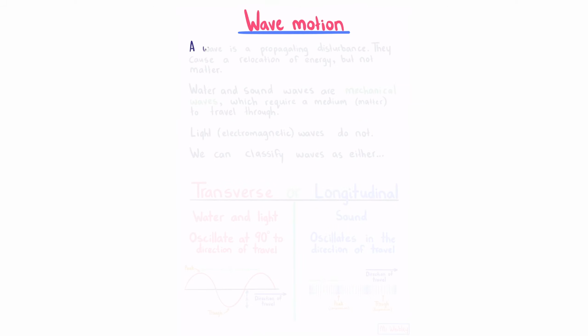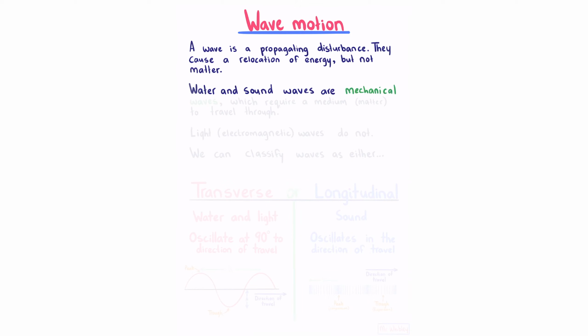Wave motion. A wave is a propagating disturbance. They cause a relocation of energy, but not matter. Water and sound waves are mechanical waves, which require a medium to travel through. Light or electromagnetic waves do not.